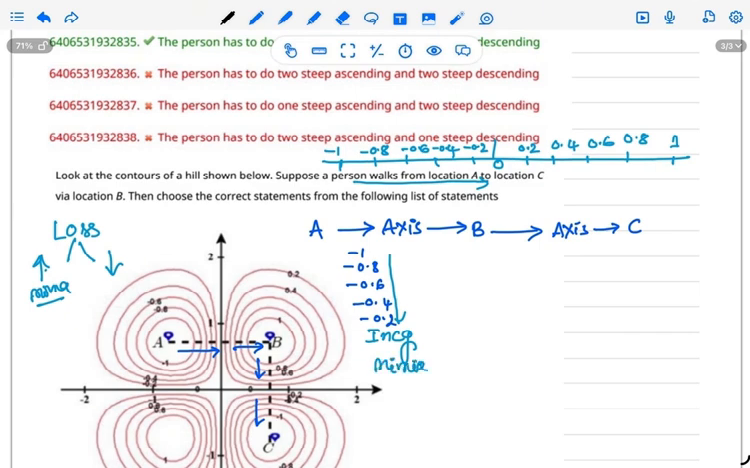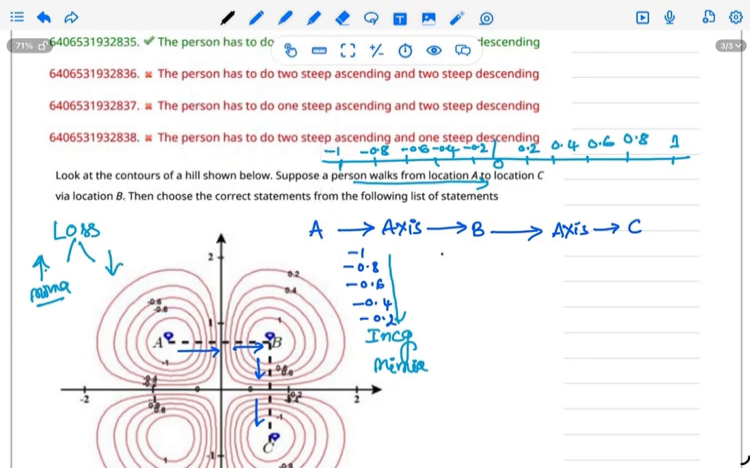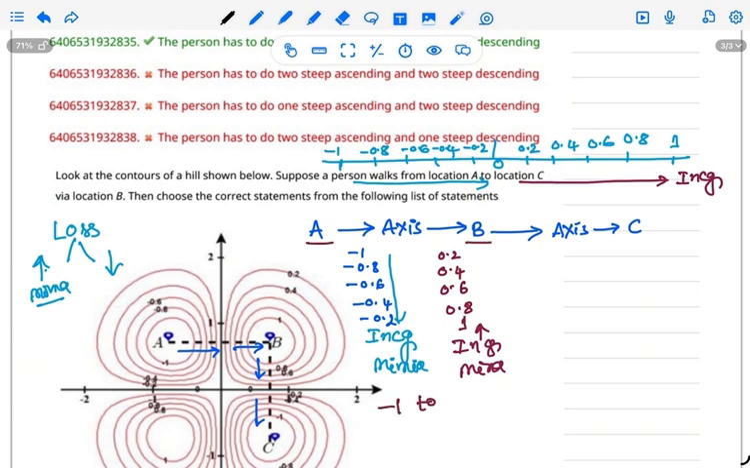From the axis to B, the values are 0.2, 0.4, 0.6, 0.8, 1, moving in this direction. These values are also increasing. So here also the values are increasing, and increasing means a minima point. So completely, the values from A to B are -1 to 1, that is, the values are increasing. So all these are minima points.